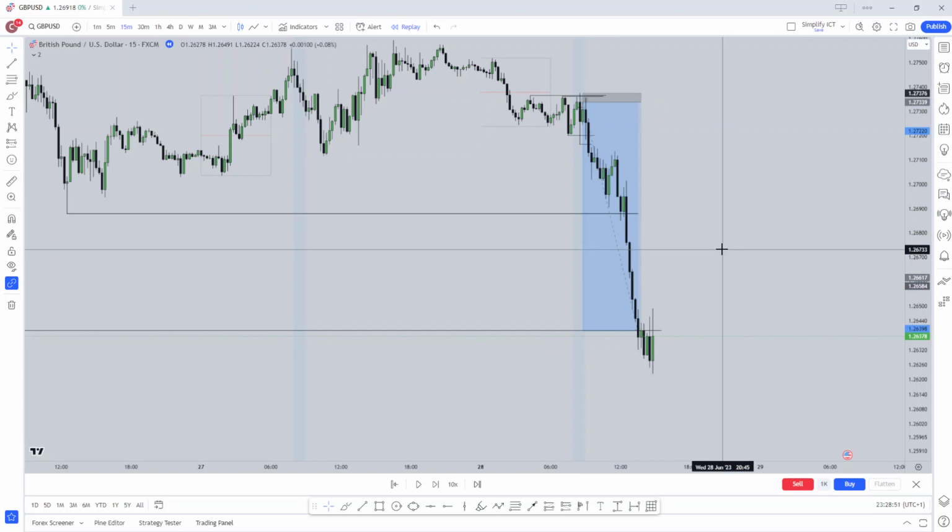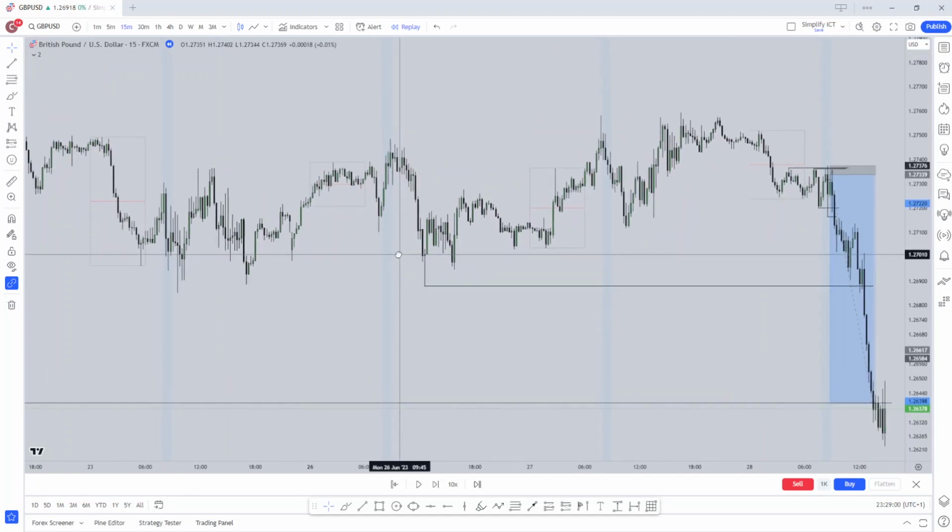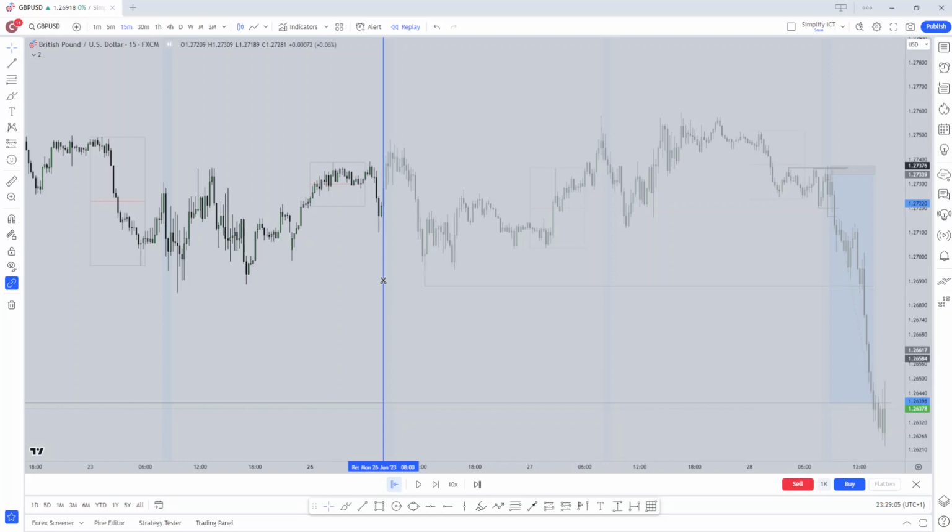This is crazy high risk to reward. This is a crazy high win rate strategy, and you guys should definitely go backtest this yourselves and check it out. Let's do one more example. Let me show you one more example over here. So let's have a look at this one over here on Monday.